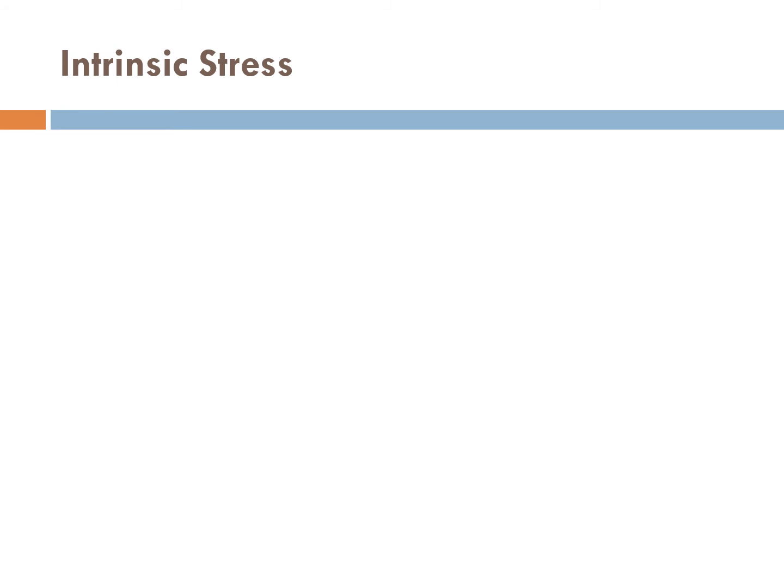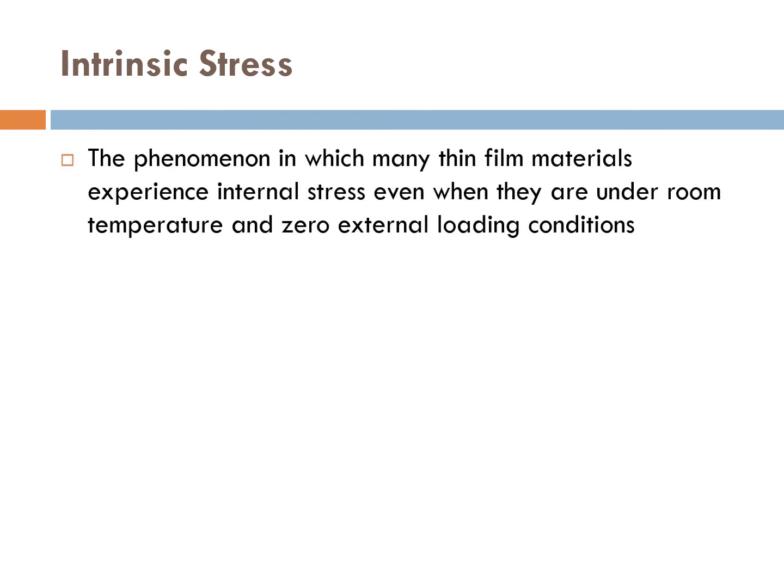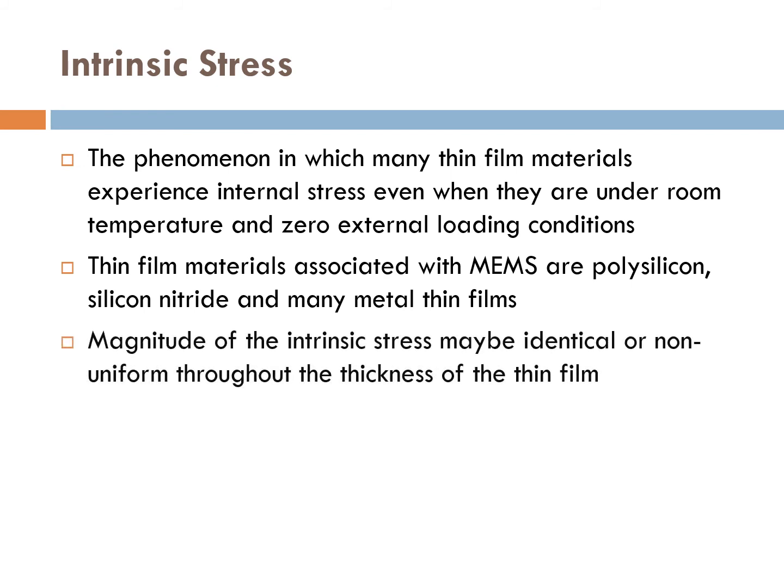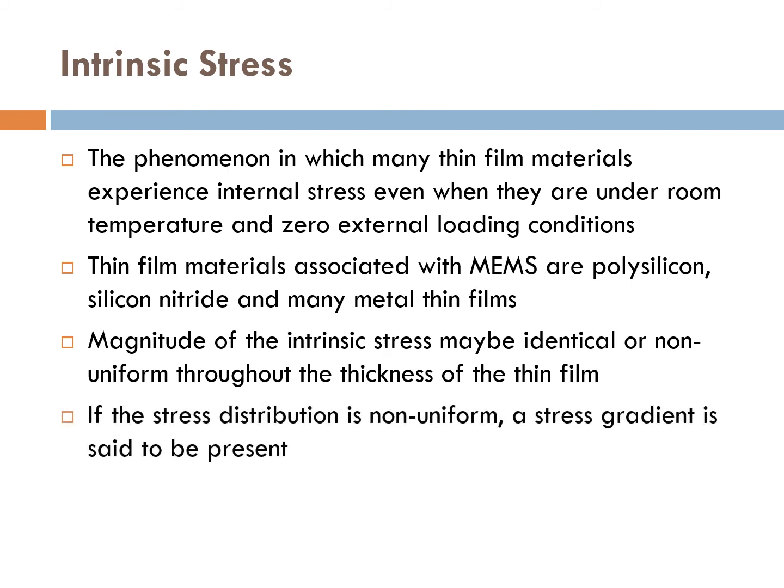Many thin film materials experience internal stress even when they are under room temperature and zero external loading conditions. This phenomenon is called the intrinsic stress. Thin film materials associated with MEMS such as polysilicon, silicon nitride and many metal thin films exhibit intrinsic stresses. The magnitude of the intrinsic stress may be identical or non-uniform throughout the thickness of the thin film. If the stress distribution is non-uniform, a stress gradient is said to be present.